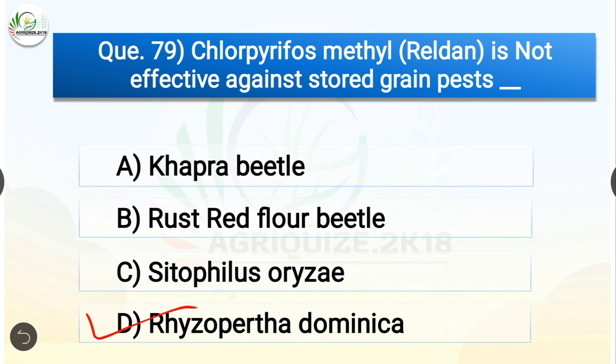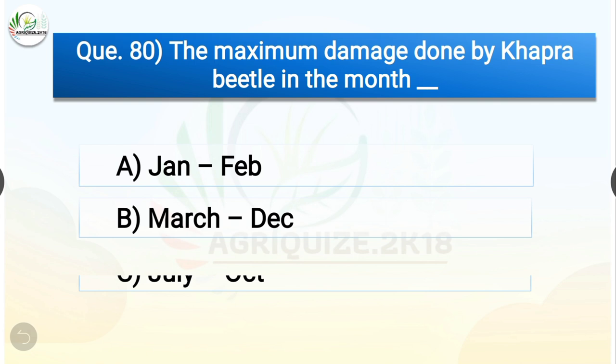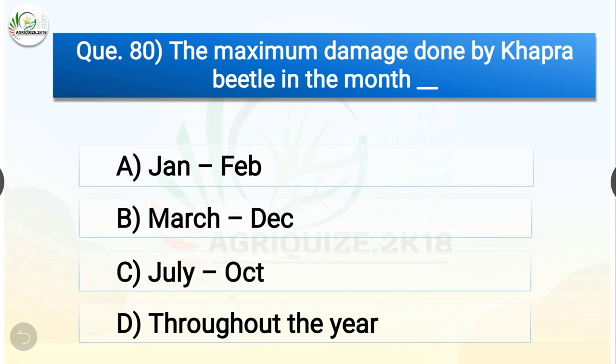Question number 80. The maximum damage done by khapra beetle in the month of dash. The options are Jan to Feb, March to December, July to October or throughout the year. The correct answer is option C, July to October. So the maximum damage done by the khapra beetle is in the month of July to October.